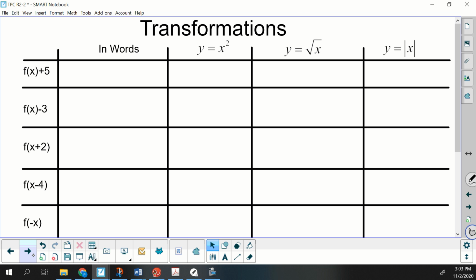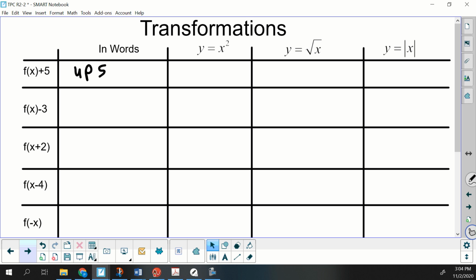So our next topic is transformations. What we have here on the left in the table are the function notation of our transformation. In the chart, we're going to write what it would be in words and then what the equation would look like for each of them. So if you have something added on the end of your function, that makes it go up. So this would just be up 5.